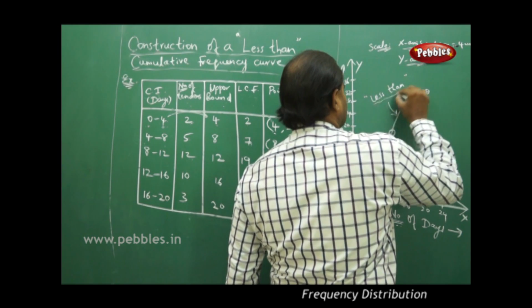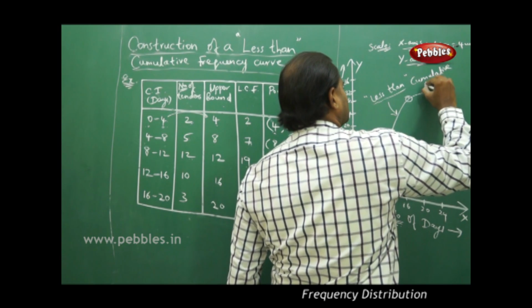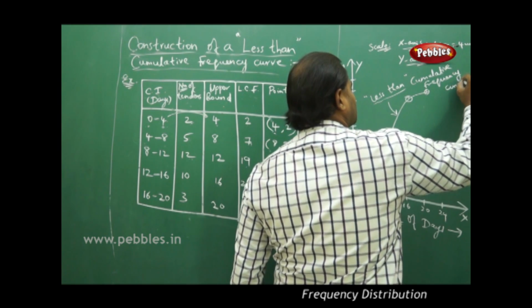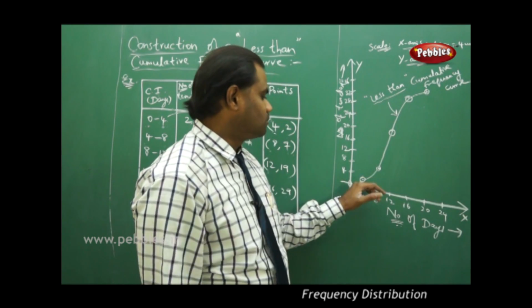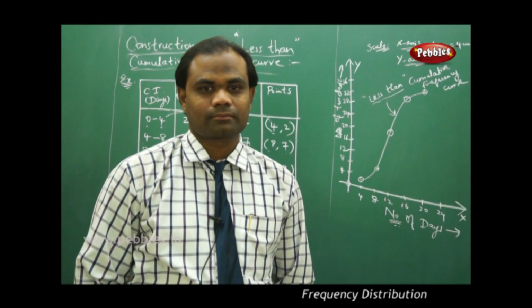Less than cumulative frequency curve, joined by point number 1, 2, 3, 4 and 5.